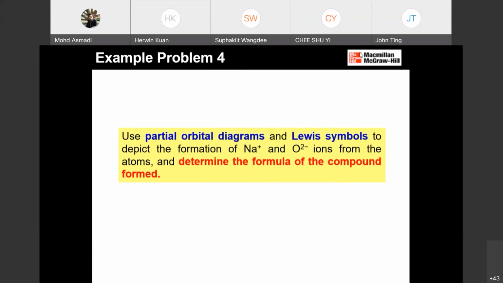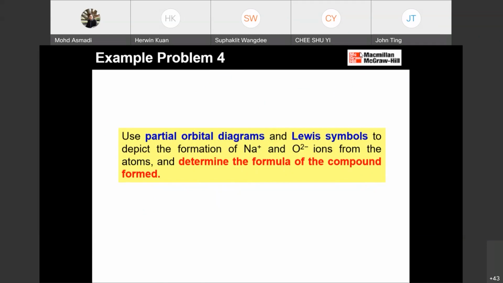What's this one? Okay, the one who drew here, the one who took the picture, right? Lewis structure. Yeah, just like a Lewis structure, this one. This one is correct.